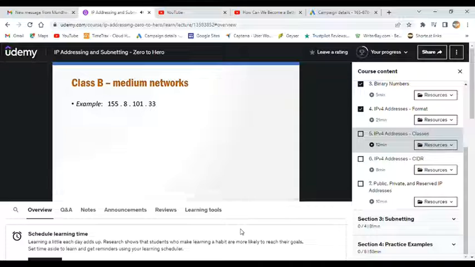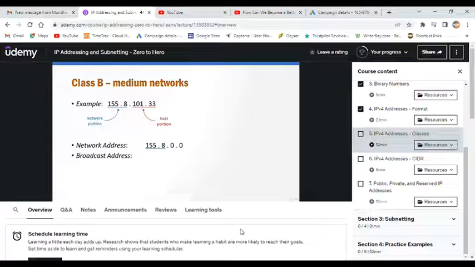155.8.101.33. So in a Class B network, the first two octets represent the network portion, and then the last two octets represent the host portion. So what is the network address in this example? Again, we're going to copy the network portion, which is 155.8. And then in the host portion, we're going to use all zeros. Of course, all zeros in binary format are the same in decimal format. So the network address is going to be 155.8.0.0.